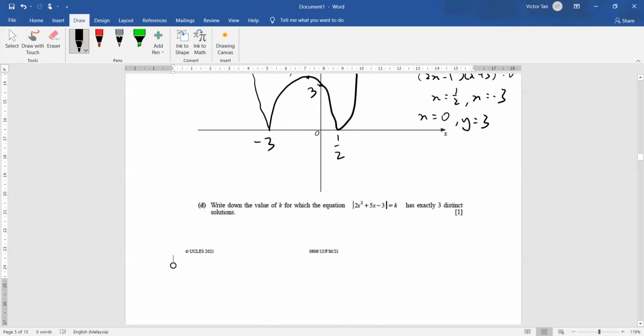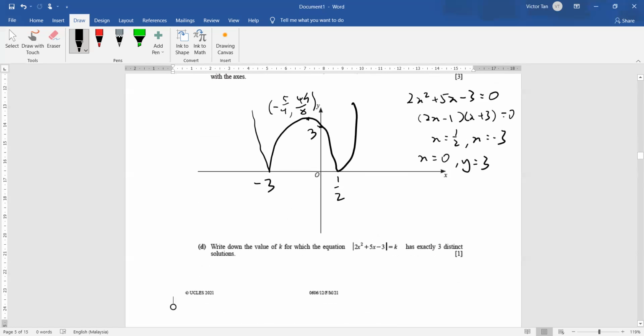Write down the value of k for which the equation has 3 distinct solutions. So these 3 distinct solutions is when the line is here. So the line is y equals 49 over 8. Therefore, k equals 49 over 8. Okay, that's it.